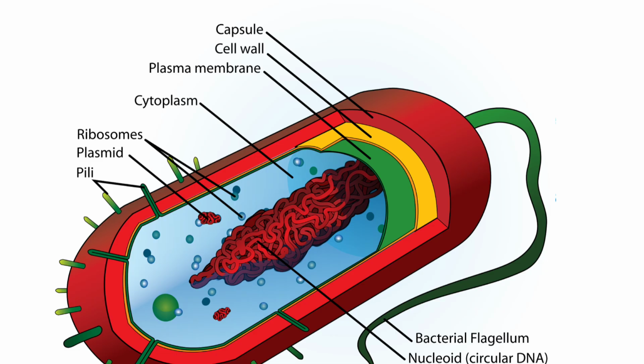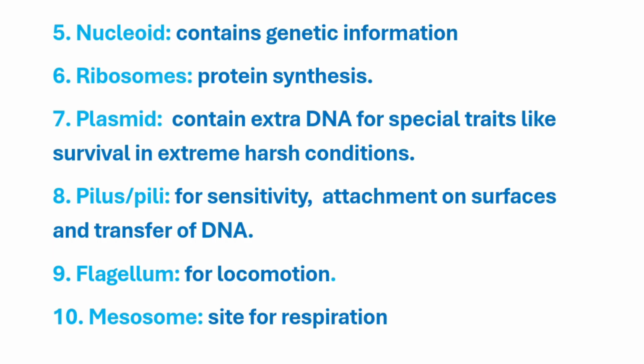That's the structure of a prokaryotic cell: the capsule for protection against mechanical damage, cell wall for protection of the inner parts against mechanical damage and regulation of movement of materials in and out of the cell, cell membrane for regulation of movement of materials in and out of the cell, nucleoid containing genetic information, mesosome for respiration, ribosomes make proteins, flagellum for locomotion, cytoplasm, the medium in which all other granules are suspended and most of the chemical reactions take place, pili for sensitivity and attachment, plasmids contain extra DNA for special traits like survival in extreme environments.